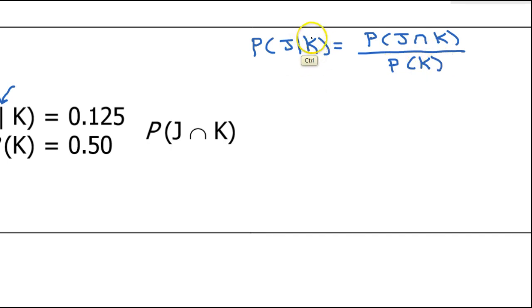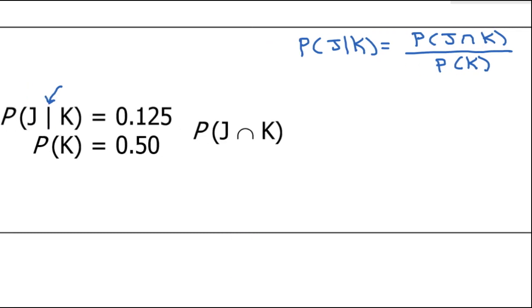Alright, the given is always the new total, and I've got target over total, so that reminds me that the given always goes in the denominator. Anyway, this is the formula. Let's fill in what we know. So we know the probability of J given K. We know this number on the left. So we can go ahead and write 0.125 equals. Alright, we know the probability of K. That's in the denominator. So 0.50. We are looking for the probability of J and K. So we're just going to leave that in the numerator.